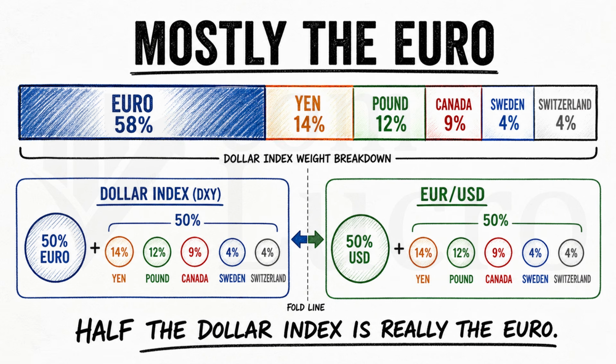The euro alone is about 58% of it. The yen is around 14%, the pound around 12%, Canada about 9%, Sweden 4%, Switzerland just under 4%. So when you look at the dollar index, you are mostly looking at the dollar against the euro, which means DXY and EUR/USD end up looking like mirror images of each other on most days.